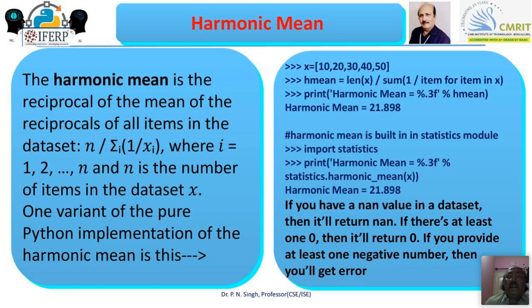It is also available in the built-in statistics module. If you have imported the statistics module, it will automatically compute the harmonic mean of that data set. If you have a NaN value in the data set, it will return NaN, not a number. If there is at least one 0, it will return 0, because dividing by 0 will cause a problem for the Python compiler.